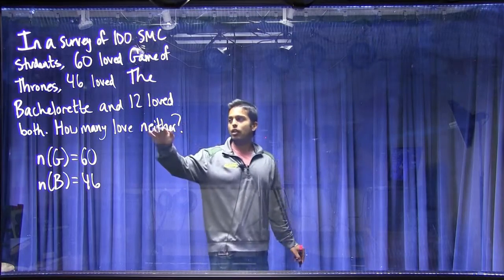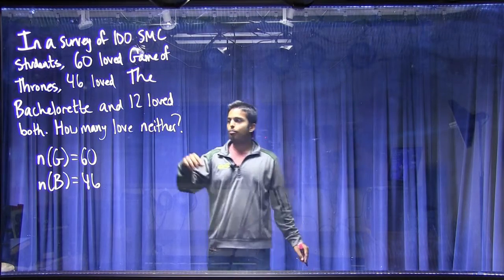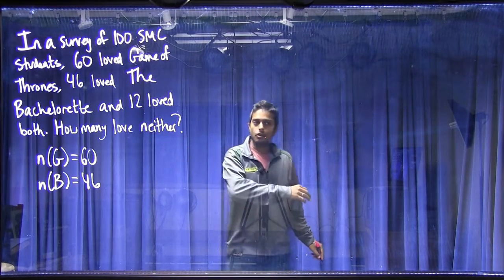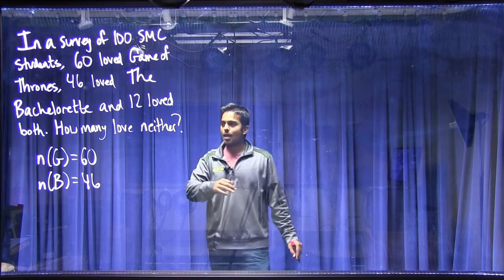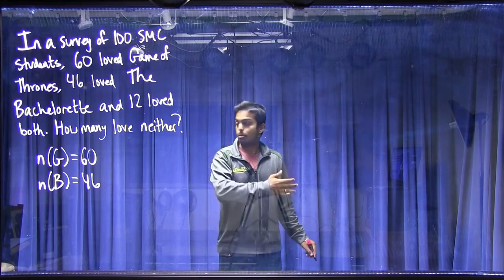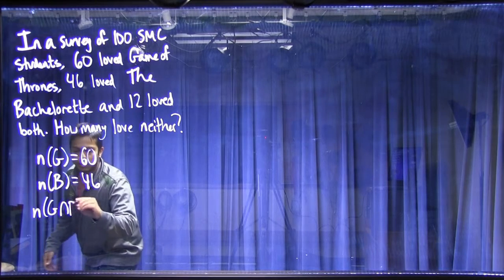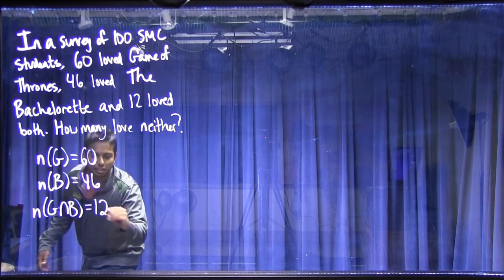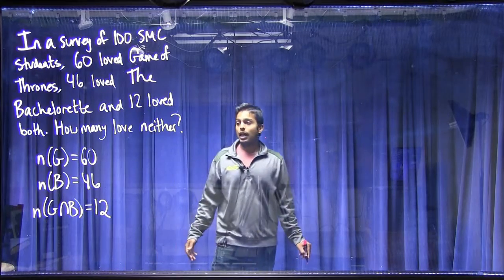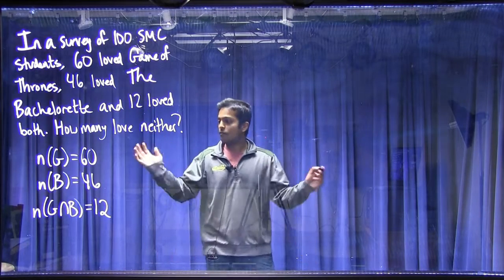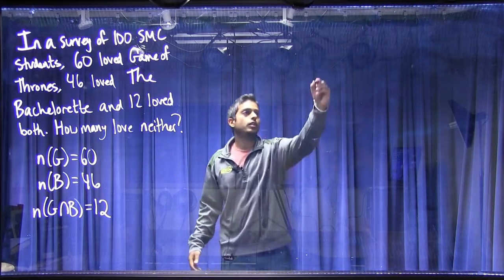And then 12 loved both, so if I love both Game of Thrones and The Bachelorette, then I'm in the set G intersect B. So the number of elements in G intersect B is 12. And now we can make a Venn diagram and fill it in using this information.